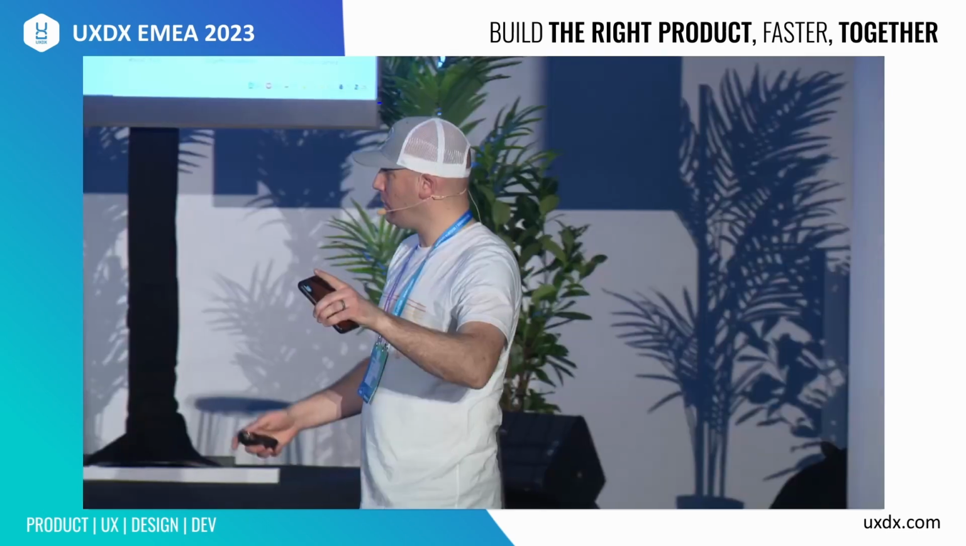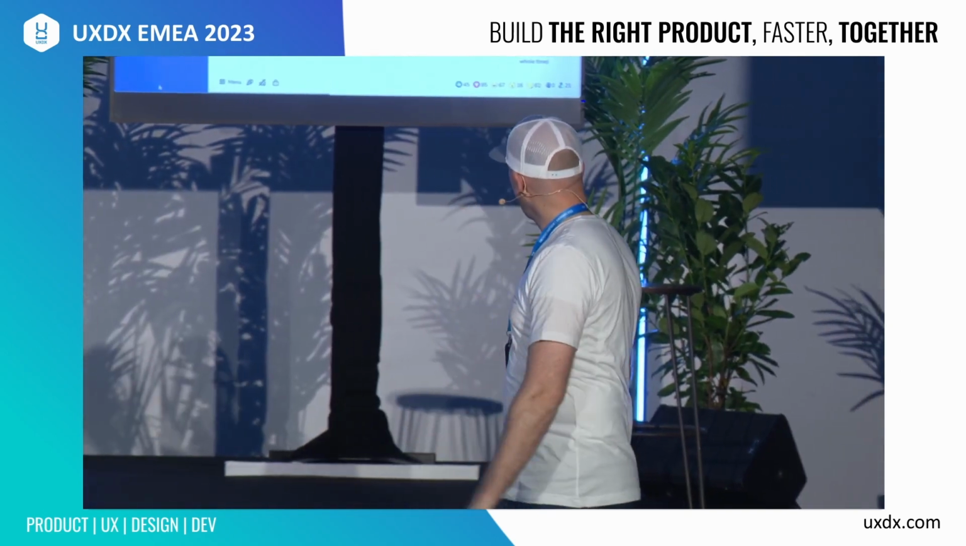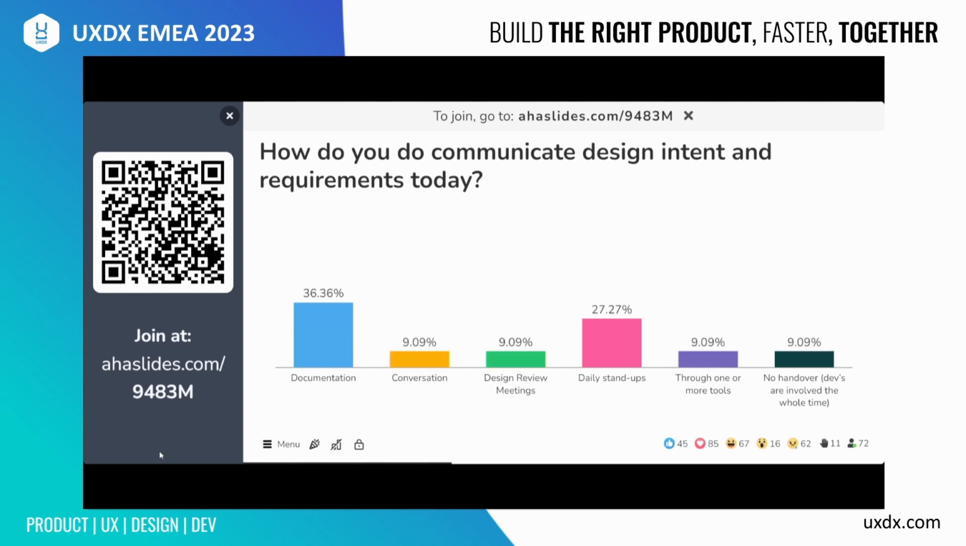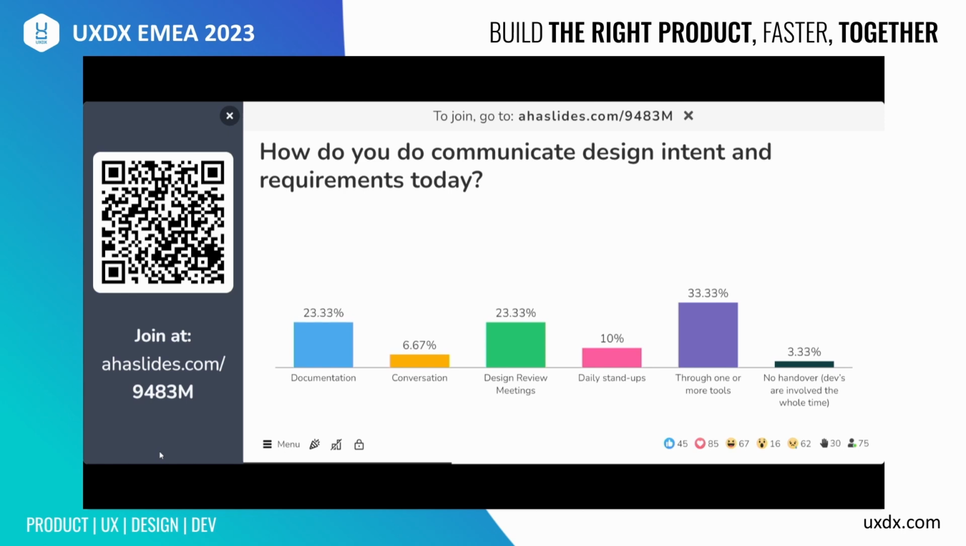Do we have time for one more poll? Let's go for it. Okay, one more poll. How do you communicate design intent and requirements today? This came up earlier. Communication being a challenge, being one of the most complex things. We hear this all the time. I want to know how you're communicating design intent and requirements today. Is it documentation? Is it conversation? Design review meetings, daily stand-ups, through tools, or the dreaded no handover? Factor into this, of course, that we're now in a distributed world, working from home. Lots of things to throw into that as well.